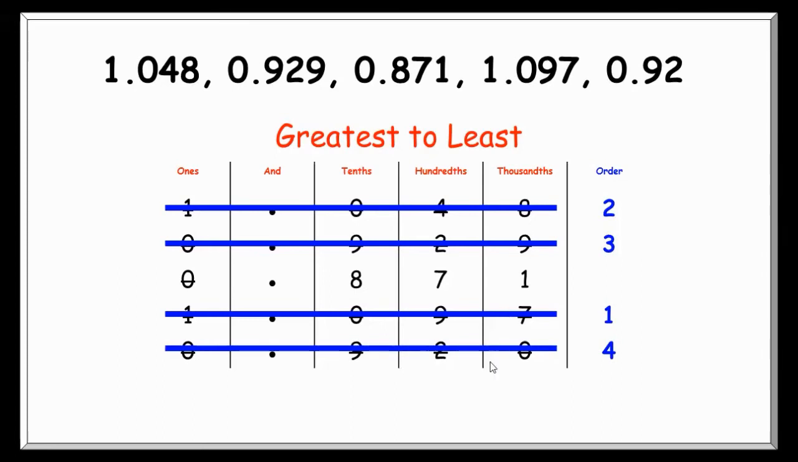And so now we're done with those two, and because there's only one number left, we automatically know that's going to be our fifth and final number.